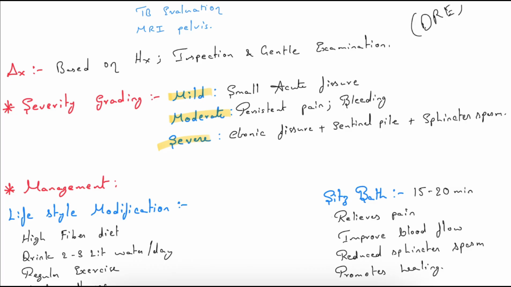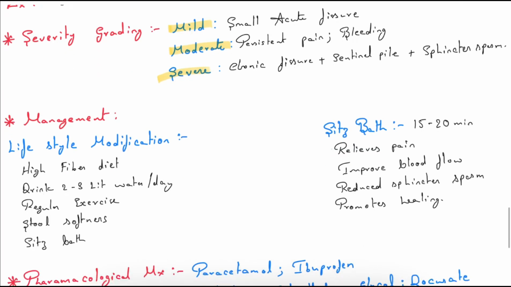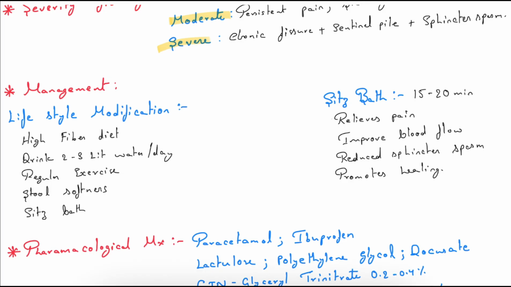In mild, you can see small acute fissures. In moderate, you can see persistent pain and bleeding. In severe, you can see chronic fissure, sentinel pile, and sphincter spasm. Okay. So next, we can see how to manage the patient with anal fissures.